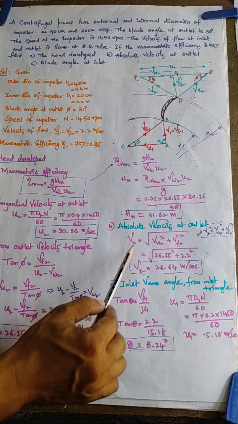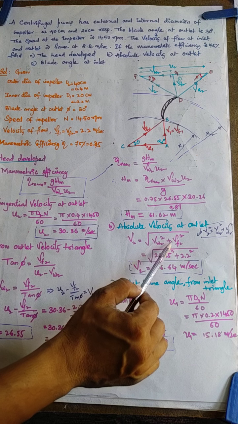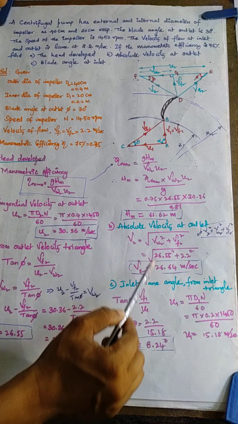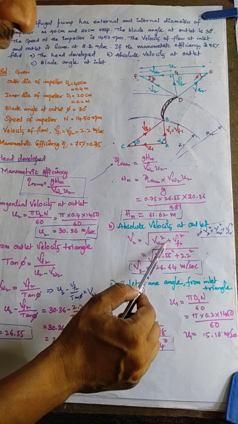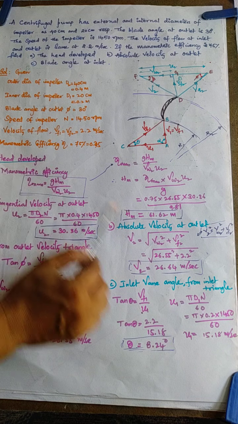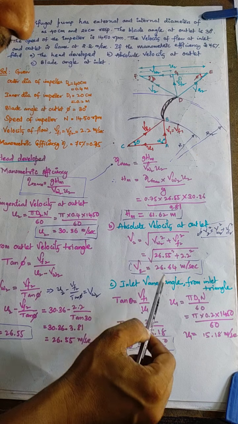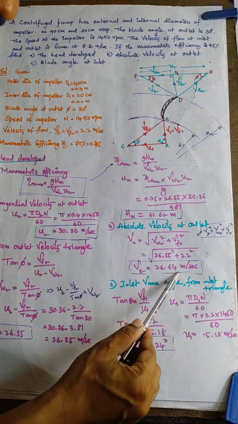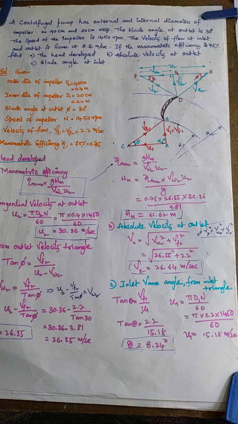From this you can write the V2 value is equal to the square root of Vw2 square plus Vf2 square. By taking this square to the other side, it becomes the square root. Now the Vw2 value is known and the Vf2 value is equal to the Vf1 value. So substituting those two values in this formula, you will get the V2 value, that is the absolute velocity, 26.64 meter per second. So the second value is also obtained.